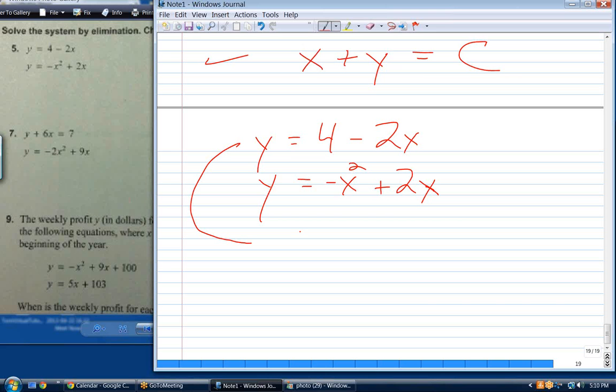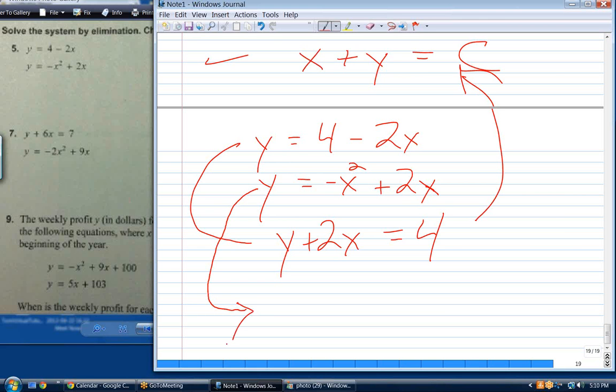Make them equal to each other? Well, I'm going to get all the variables on one side. So I'm going to add 2x. So I'm going to have y plus 2x equal 4. Notice that that's in that format right there. Now, the second equation, I want to do the same thing, to get all the variables on the left side, I've got to add both of these.